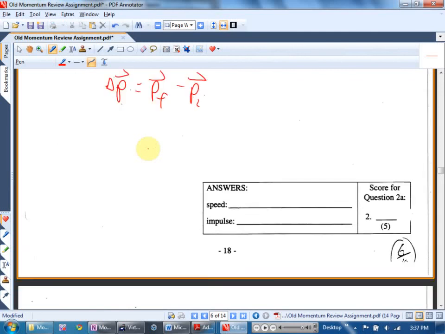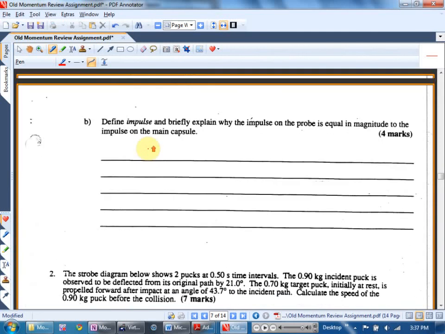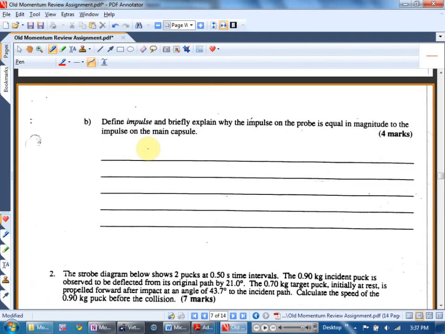Oh, here's a written explanation. Define impulse for me. Change in momentum. And I'd probably put in brackets, what do you think I put in brackets? What's change in anything? I probably put in brackets momentum final minus momentum initial. And then it says explain why the impulse on the probe is equal in magnitude to the impulse on the main capsule.